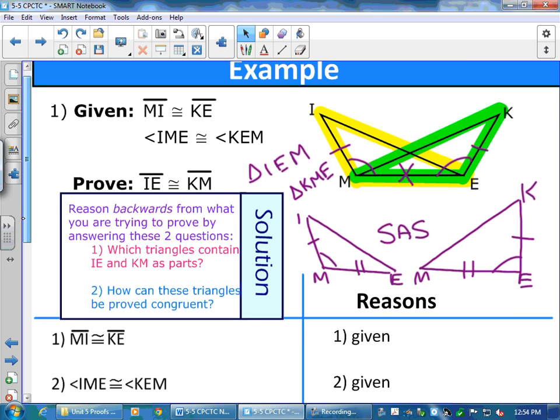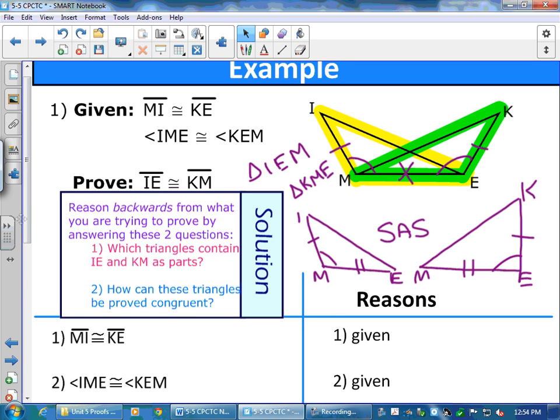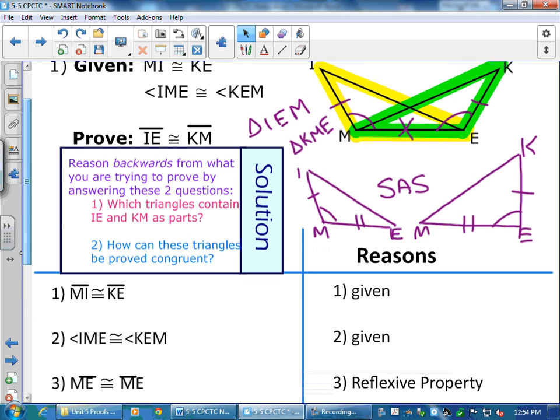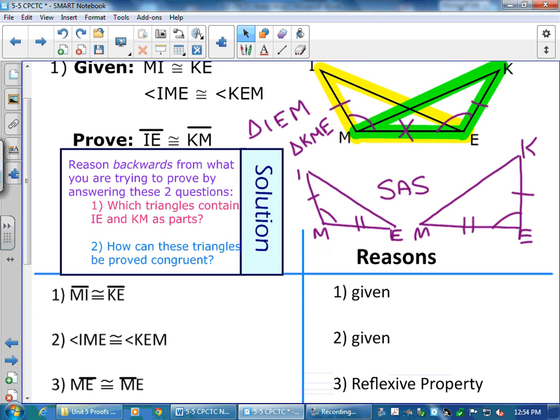So you see the proof down here at the bottom. We start by saying MI is congruent to KE. That's given. And we have the angles that were given. Angle IME is congruent to angle KEM. And then we know that ME is congruent to ME, reflexive property.